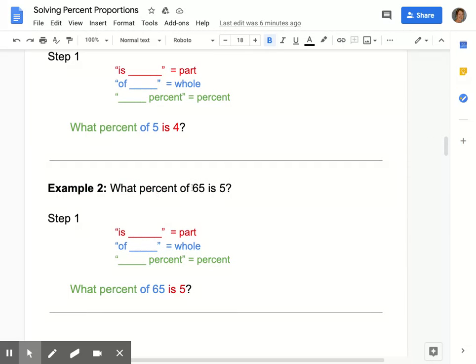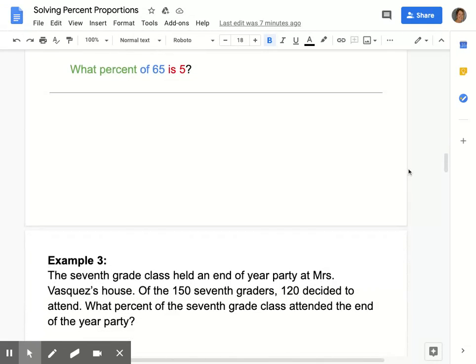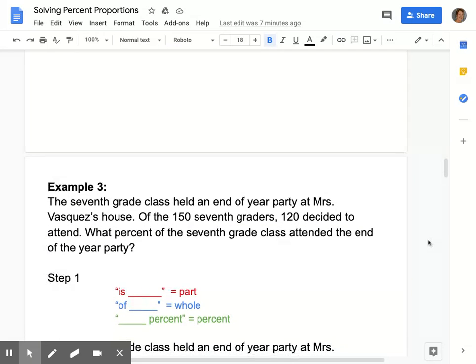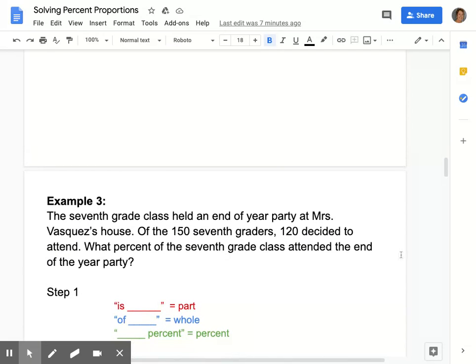What percent of 65 is 5? So I took the same sentence here and I identified the part, the whole, and the percent. So what percent is the green percent, of 65 is the whole, and is 5 is the part. Now we're going to look at another example.